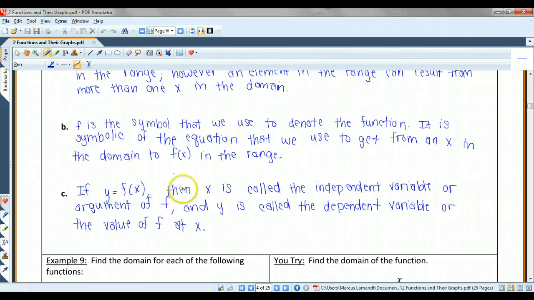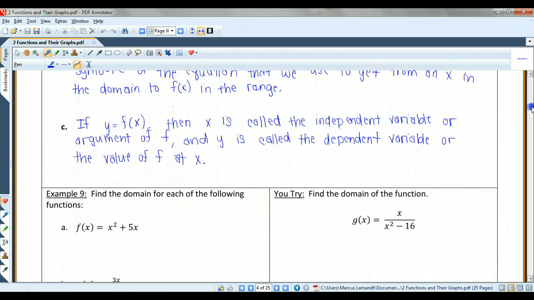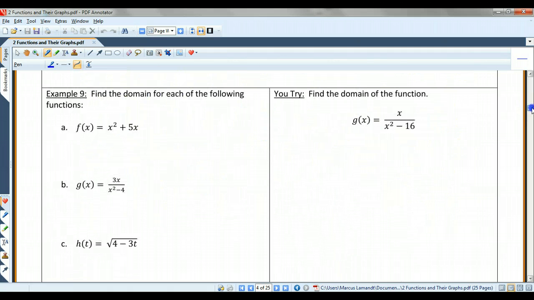If y equals f of x, then x is called the independent variable, or the argument of f, and y is called the dependent variable, or the value of f at x. So in this case, x would be your domain, and y would be your range. But you could technically use any letters for those things. Alright, find the domain for each of the following.